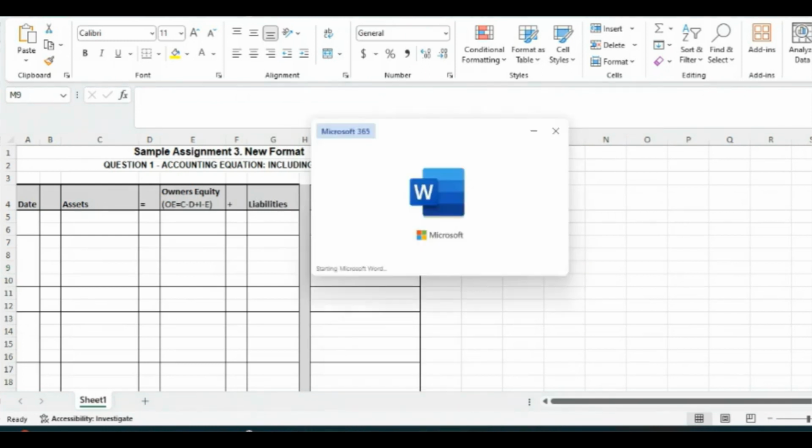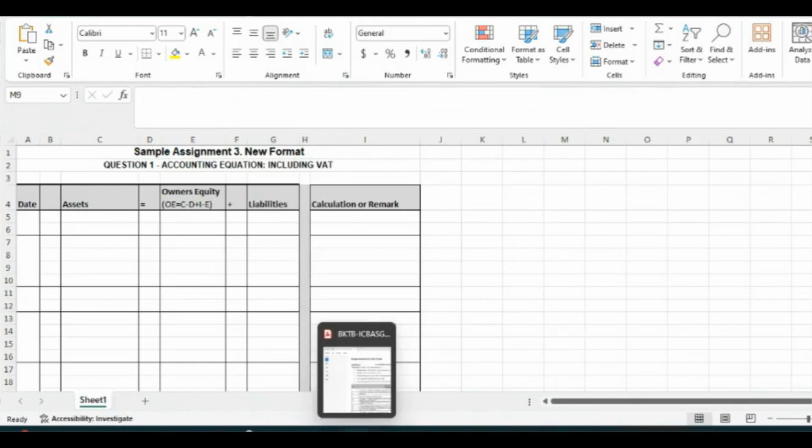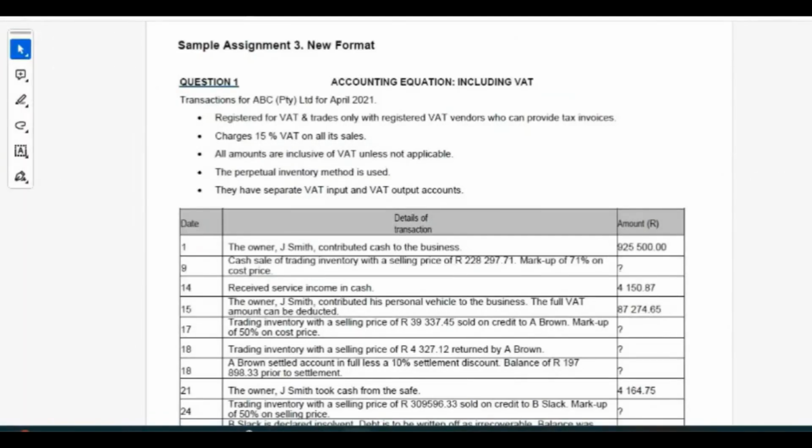It's telling us, oh, sorry, that's not the document I wanted to open. This is the one. It says that the owner is contributing cash to the business. Okay, so you will know that if it is a cash contribution, it is a capital contribution. And because it is cash, there's no value added. So you cannot have value added cash.